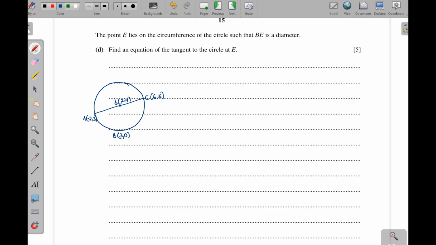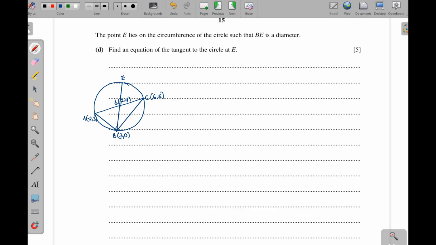Point E lies on the circumference such that BE is a diameter. Okay, so if B is here, then maybe the diameter is here. So I can draw a line that goes through the center. Let me first connect these ones, because this one we know is 90. Then also we are going to have this BE going through the center, this line here, then to E. Then we are going to have E here.